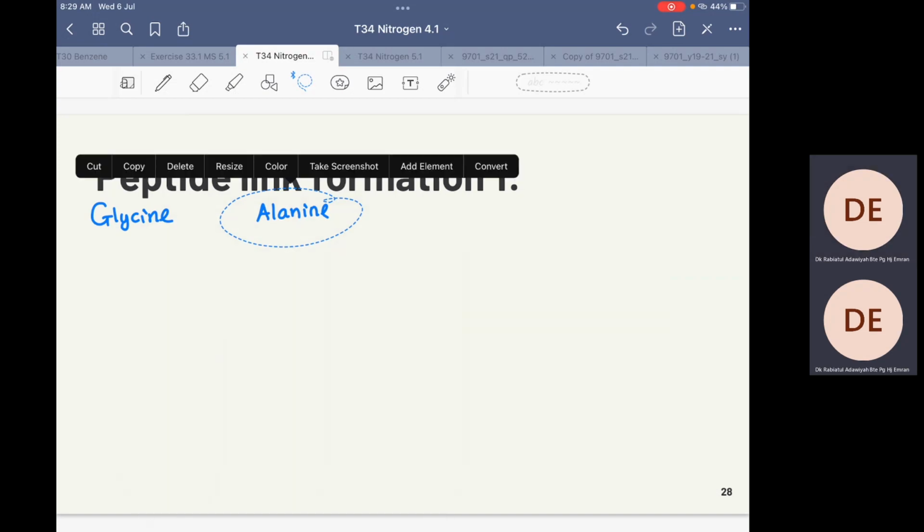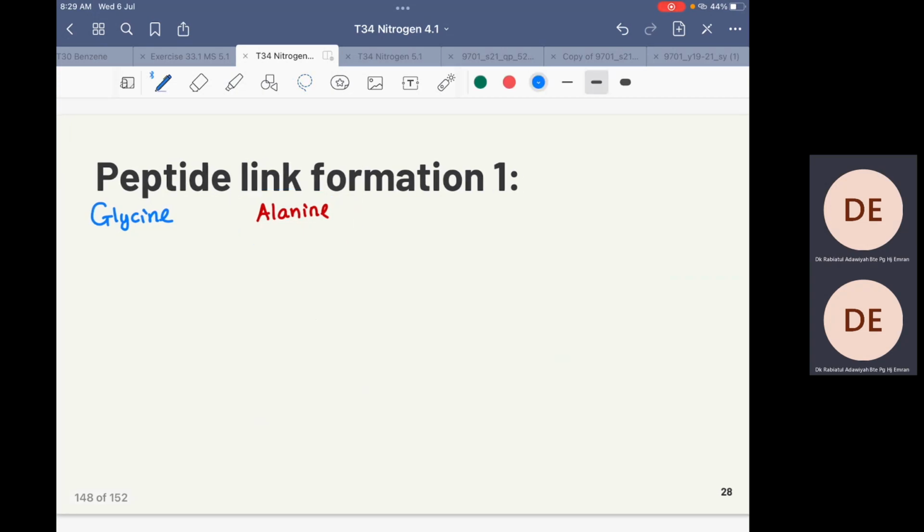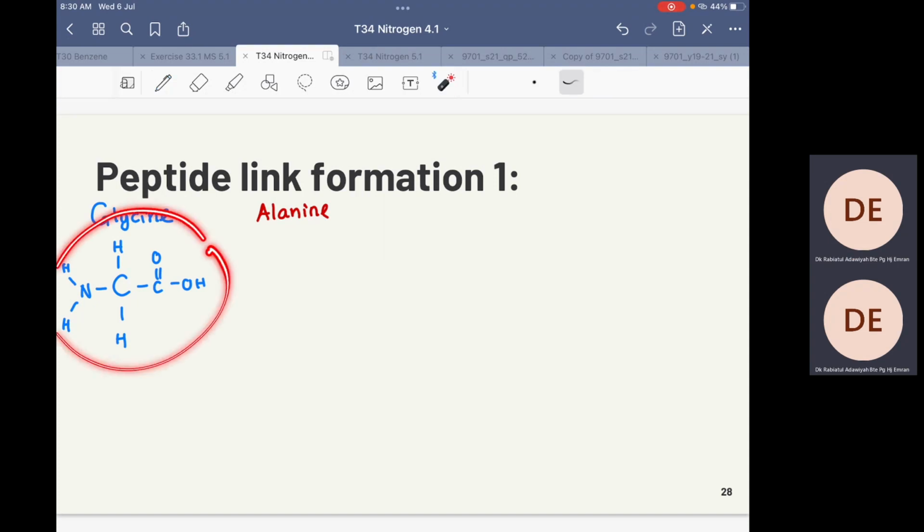I will change the color so you can see the difference. So glycine, again, I will put the hydrogen and the R group top and bottom, and then NH2, COOH. Okay. Now, if I want to form a peptide bond, this carboxylic acid needs to be next to an amine group.